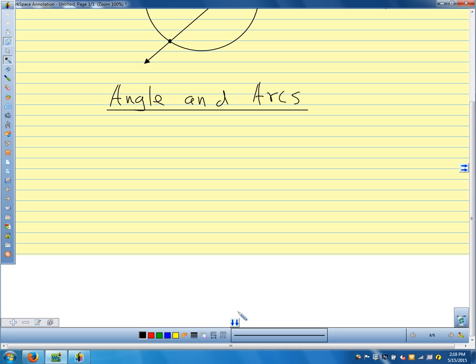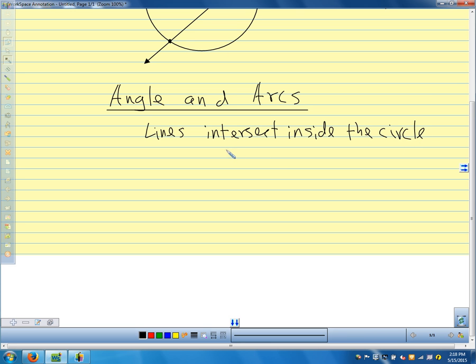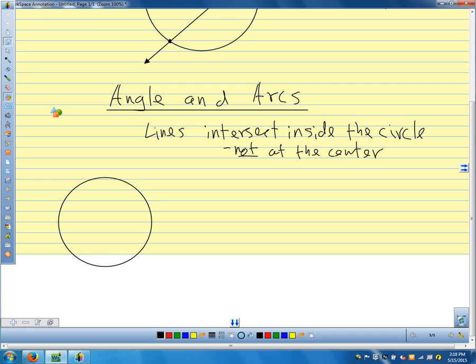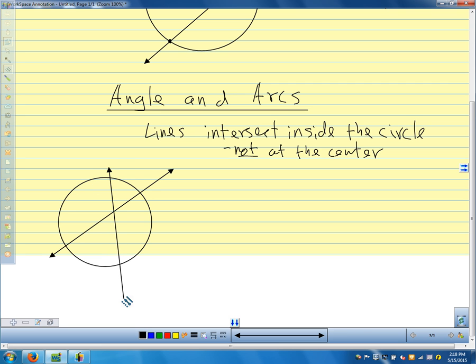Students often get confused about the different rules because we have different rules for different things. All right, so our first example is that our lines intersect inside the circle, and I'm going to say not at the center. Our picture looks like this, and here are my two secants. They intersect inside the circle here. I'm going to call this angle 1, this arc x degrees and this arc y degrees. What we're interested in here is the relationship between the angles and the arcs.